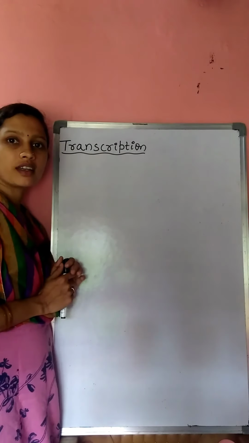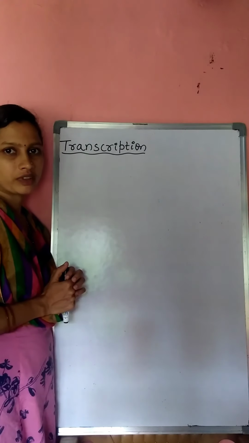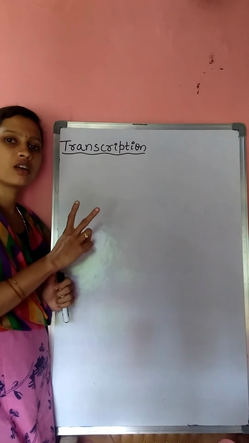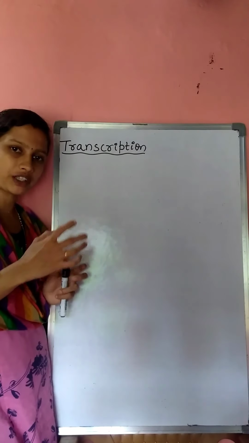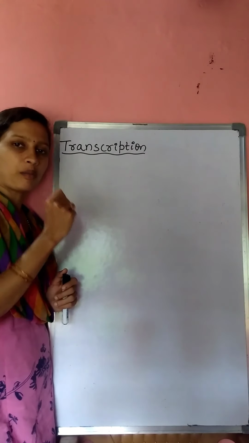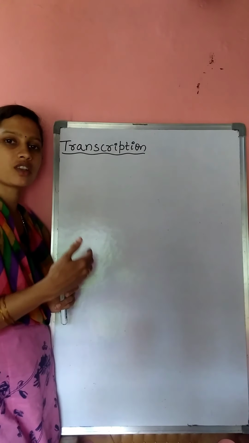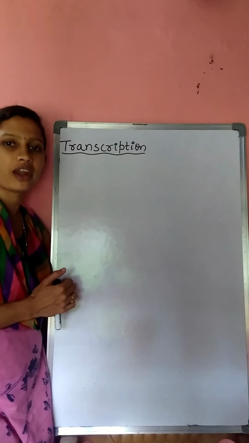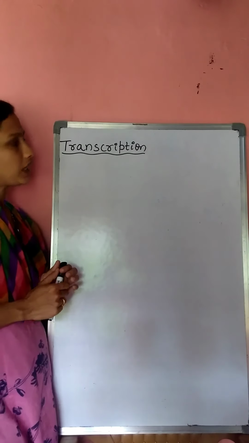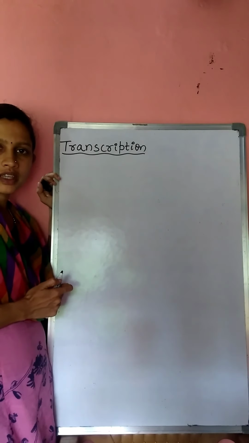Hello students, in the last class we discussed the steps of DNA replication. DNA contains two polynucleotide strands and both these strands get separated. Then each strand acts as a template strand, which helps in the synthesis of a new polynucleotide strand, and DNA replication is semi-conservative. In this class, let us discuss transcription.